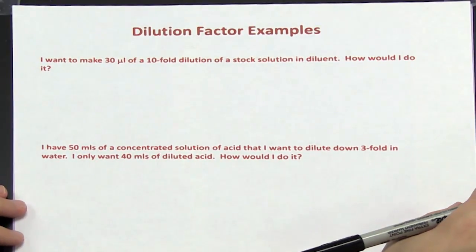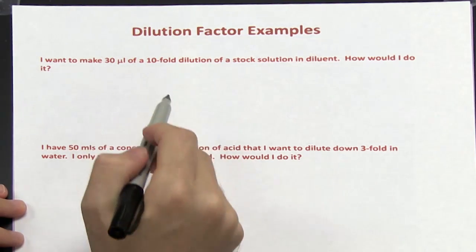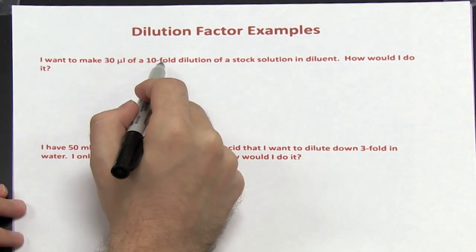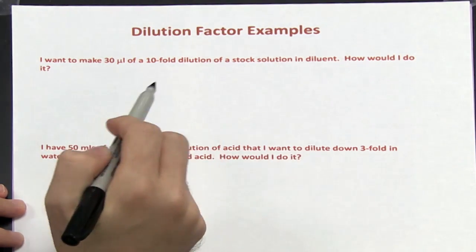We can use the idea of a dilution factor in figuring out how to prepare solutions in the lab. So let's take, for example, this problem. I want to make 30 microliters of a tenfold dilution of a stock solution in diluent. How would I do this?